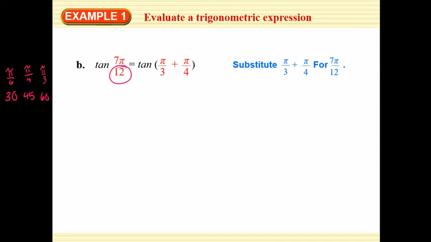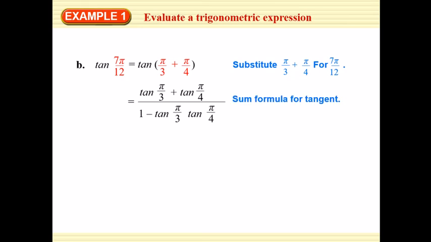So tangent of 7 pi divided by 12 is the same as tangent of pi over 3 plus pi over 4. So then I can use a sum formula, which gets a little bit funky with all the different pieces, but substituting the values correctly into that equation, and then computing those from that table. I have the tangent of pi over 3 is radical 3, tangent of pi over 4 is 1, and so the numerator is radical 3 plus 1. And then my denominator comes out to 1 minus radical 3 times 1, so that's 1 minus radical 3.